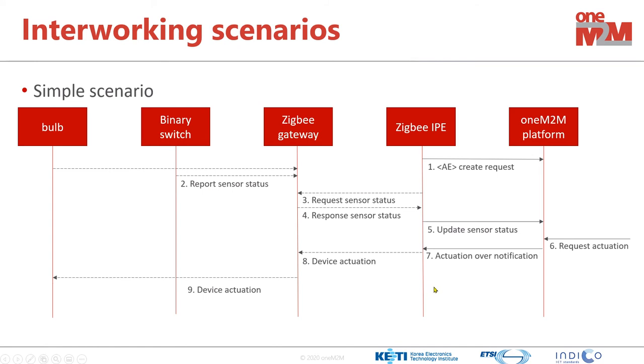So let's see the simple scenario with all the actors. We have the Zigbee light bar and Zigbee binary switch and Zigbee gateway on top of Raspberry Pi and the oneM2M platform, and in between there's the Zigbee IPE that we provide. So the simple scenario is, of course, the IPE registers as the AE to the oneM2M platform.